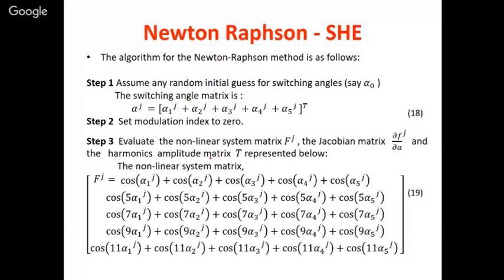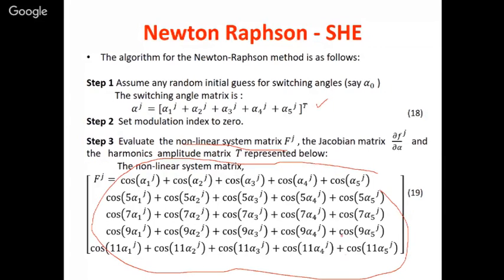After initializing the initial values, you have to find some matrix, that is the non-linear system matrix. This equation you already know. This is the fundamental, 5th, 7th and all these voltage magnitudes. That is nothing but your Fj. Differentiating this Fj with respect to alpha is nothing but your Jacobian matrix.